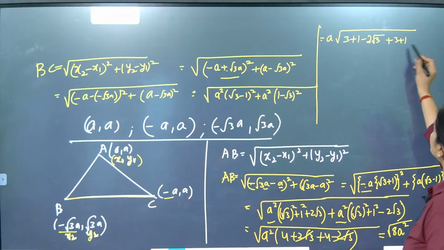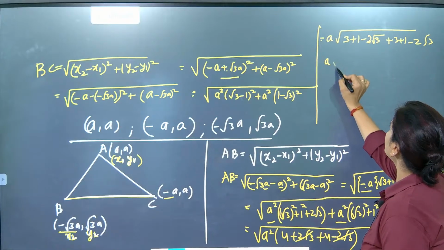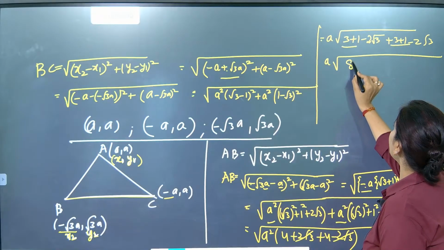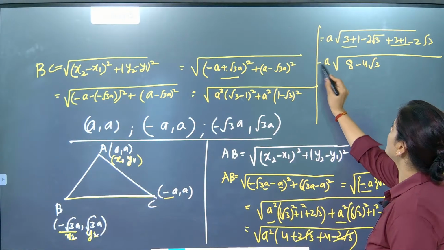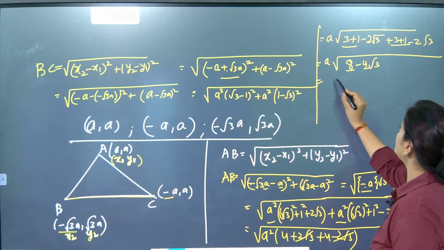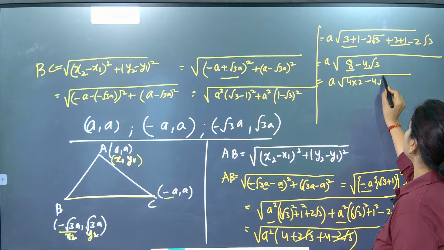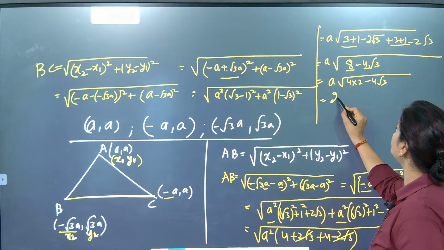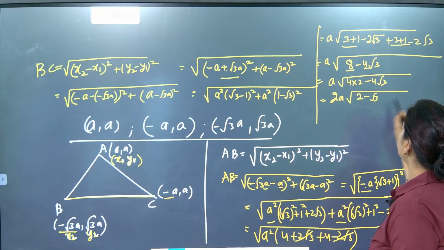So now here it is again coming as minus 2 root 3. So a here will come as what, beta? 4 plus 4. It is coming as a minus 4 root 3. So here what will we do? We will take 4 into 2, a, it will become 4 into 2 minus root 3. So 4 will come out as 2, so it will become 2a root under 2 minus root 3 units.